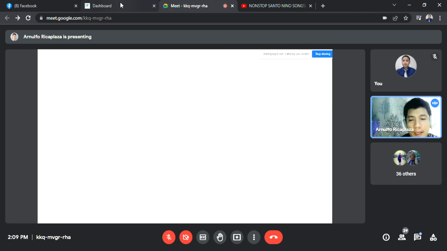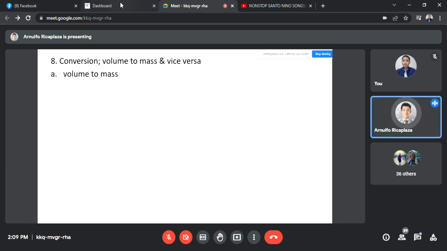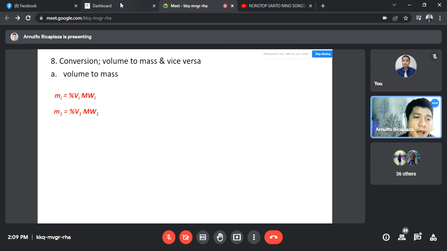Okay, we have the conversion. I think you are familiar with this: conversion of volume to mass and vice versa. In any gas, the mass is equal to the percent volume of the gas times the molecular weight of the gas. So M1 is equal to the percent volume of gas 1 times the molecular weight of gas 1. For gas 2, it is the percent volume of gas 2 times the molecular weight of gas 2. At point 3, M3 is equal to the percent volume at point 3 times the molecular weight at point 3.